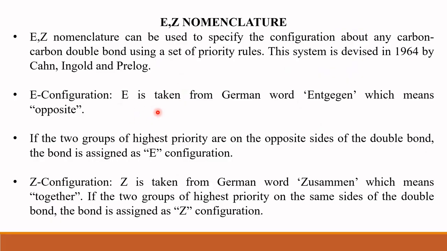In E configuration, E is from the German word "Entgegen", which means opposite. And in Z configuration, Z is from the German word "Zusammen", which means together. In E configuration, the highest priority groups are on opposite sides of the double bond, whereas in Z configuration, the highest priority groups are on the same side of the double bond.